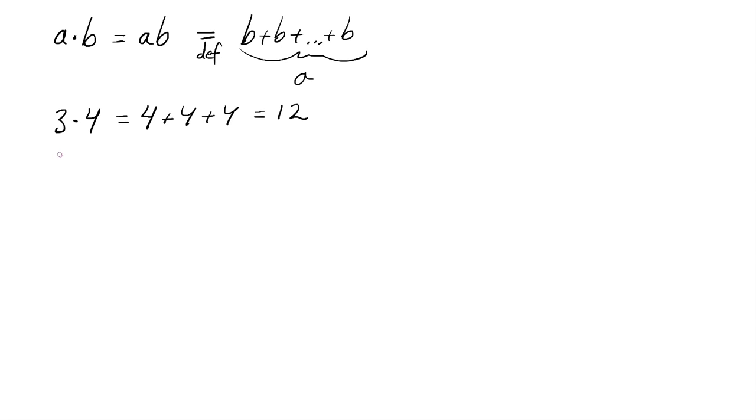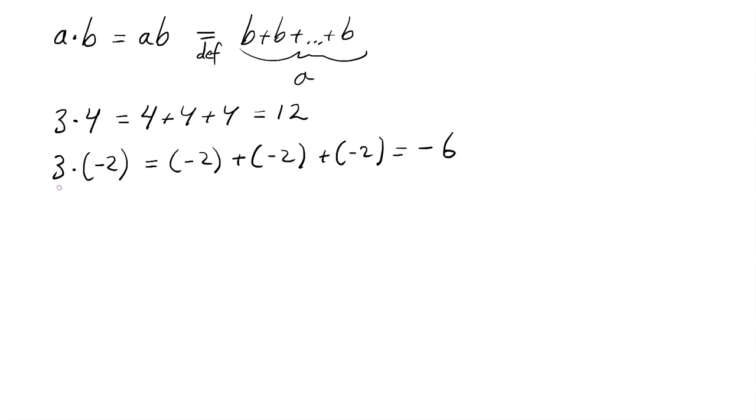And then I could also multiply a negative number. For example, if I take 3 times minus 2, that means minus 2 should add to itself 3 times. And that's just minus 6. So you see that 3 times minus 2 is the same thing as 3 times 2, 6, but with the minus sign. So here we have an example of plus times minus equals minus.